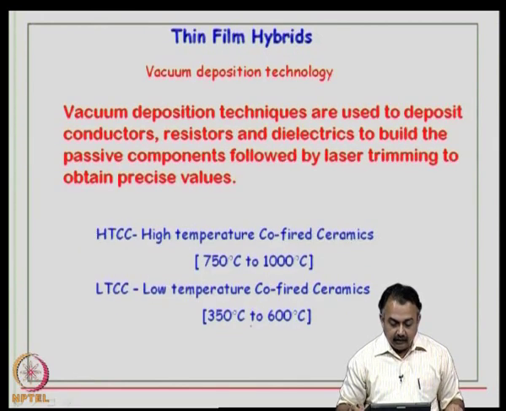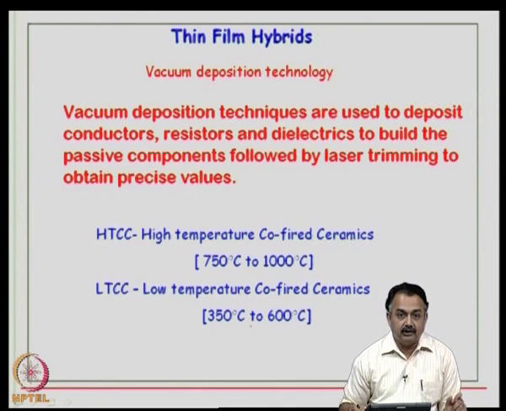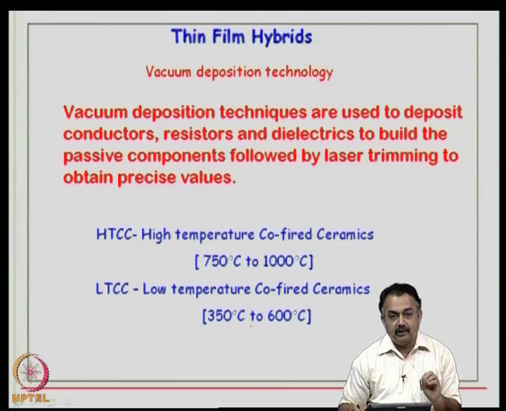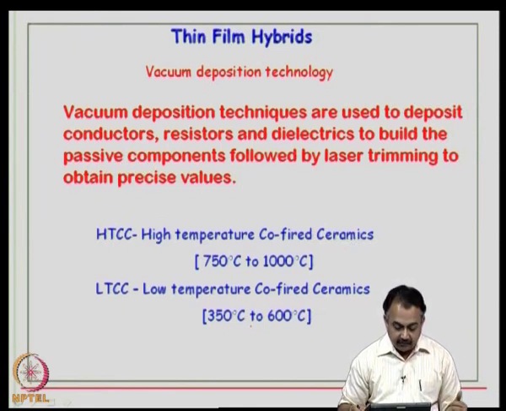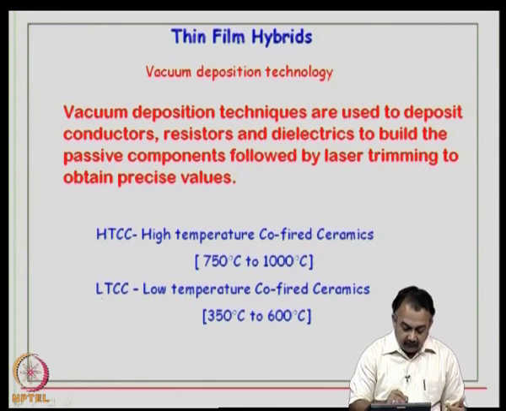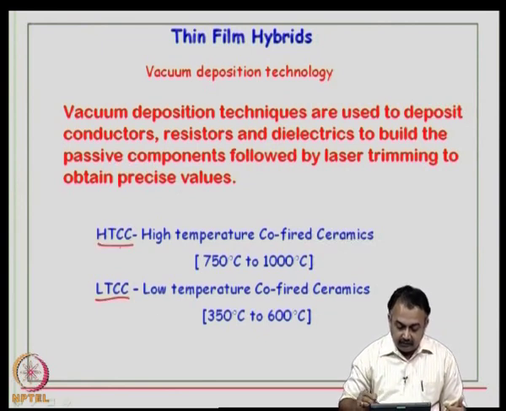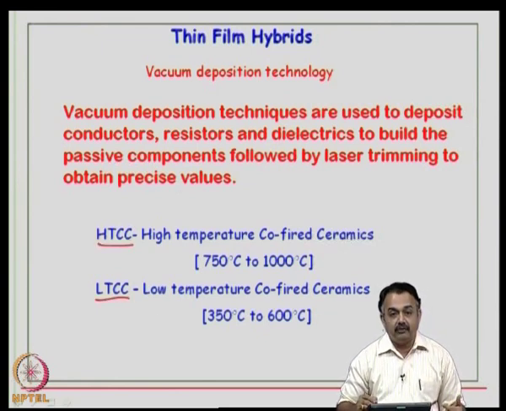You can fine tune the value of the resistors by laser trimming, and you can use dielectric inks to build the capacitor structures, and finally, you can co-fire all these three materials to get the desired properties. A thin film structure is obtained by vacuum deposition techniques, and you can use this method to deposit conductors, to deposit resistors and dielectrics, and then build the structure, and you can also do laser trimming to obtain precise values. The temperatures used for low temperature co-fired ceramic is from 350 to 600, and then for a high temperature co-fired ceramic process it is 750 to 1000.